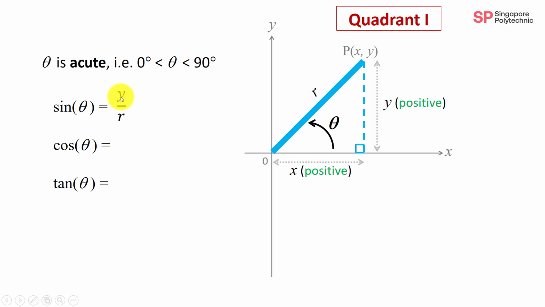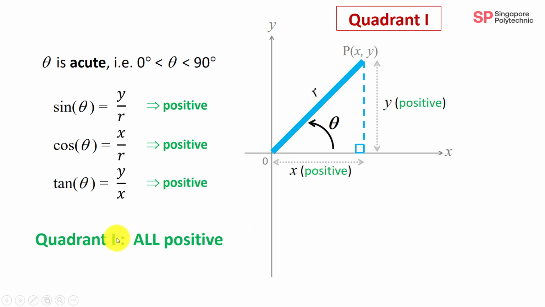Since sin theta is y over r, where y is positive and r is also positive, sin theta will give a positive value. Also, cosine theta is x over r, where x is positive and r is also positive, hence cosine theta will give a positive value. Tangent theta is y over x, where y is positive and x is also positive, thus tangent theta will give a positive value. So in Quadrant 1, all trigo functions will give positive values.